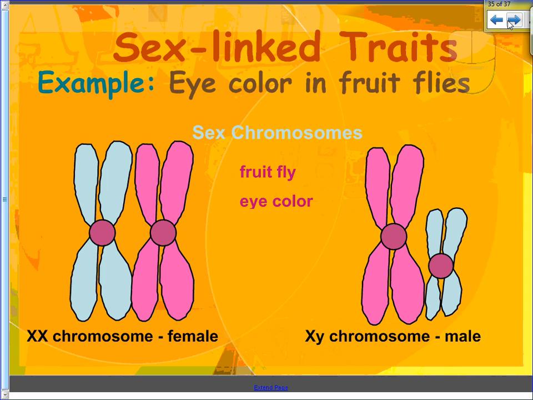So if we look at an example, eye color in fruit flies is primarily sex-linked. Our female fruit flies would have two X's and a male would have an XY. And on the X chromosome is where we would find that trait. So you can start to see that if we have a locus for a particular trait, like eye color, females will have two possible alleles for the trait. I mean, they could be homozygous dominant, but they could have two possible. Males, on the other hand, won't. They will only have one or the other.